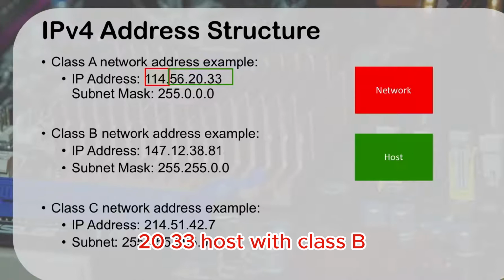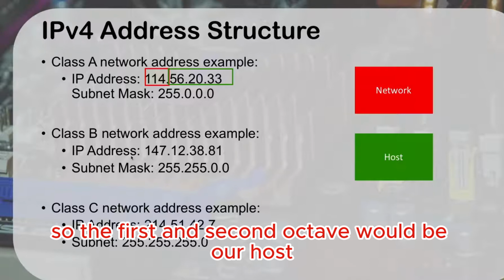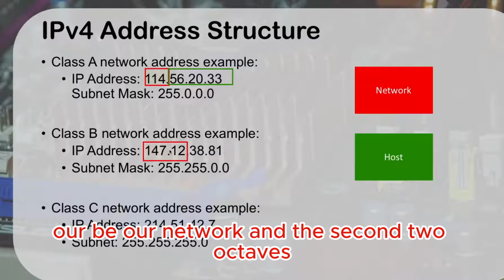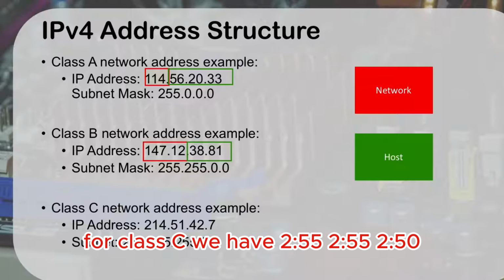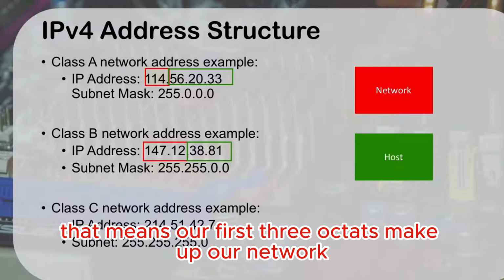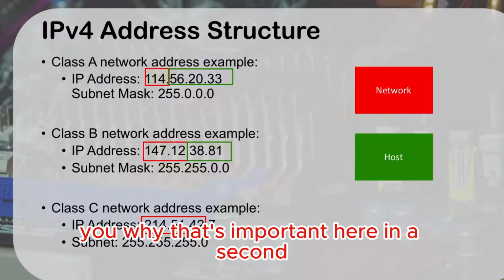So you'll see it's the 114 network, and the host that we're talking about is the 114.56.20.33 host. With Class B, we're going to be looking at the fact that there's two 255s, so the first and second octet would be our network, and the last two octets are going to be our host. For Class C, we have 255.255.255.0, so that means our first three octets make up our network, and our last one makes up our host. Okay, and I'll show you why that's important here in a second.